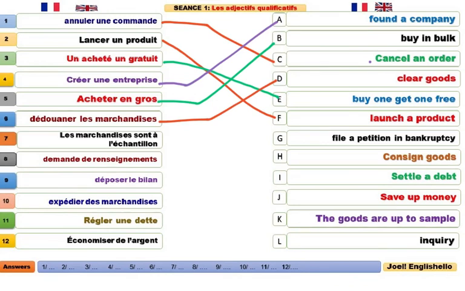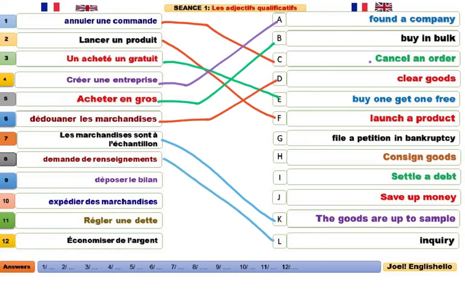Les marchandises sont conformes à l'échantillon. Goods are up to sample. They are up to sample. Demande de renseignements. All right. Lorsque vous demandez des renseignements, nous allons dire to inquiry.